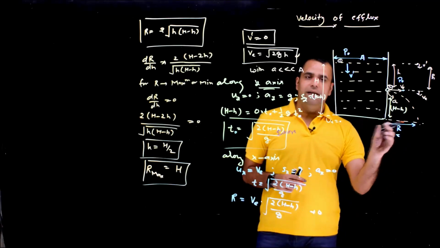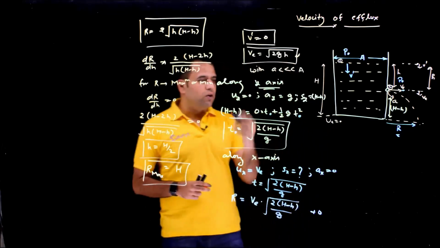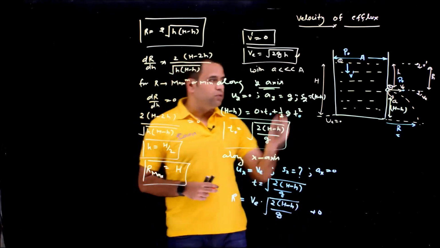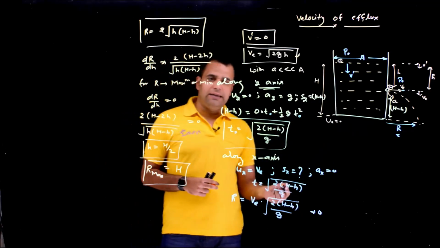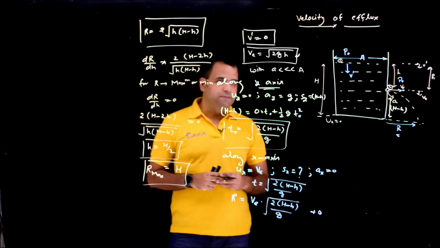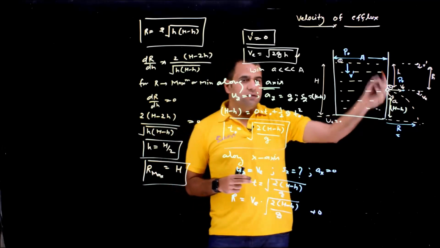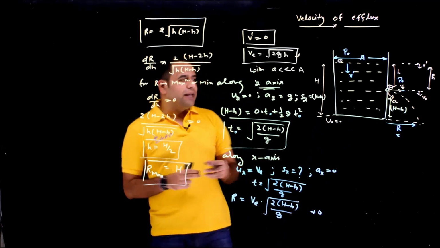So if we calculate the range, we need V, and what we did, we applied the kinematical equation along the y-axis to calculate the time taken to land, and we applied the kinematical equation along the x-axis to calculate the range. And that range comes out as a function of small h. Meaning, if I keep changing the location of the hole, the range will keep changing. So this range was variable.